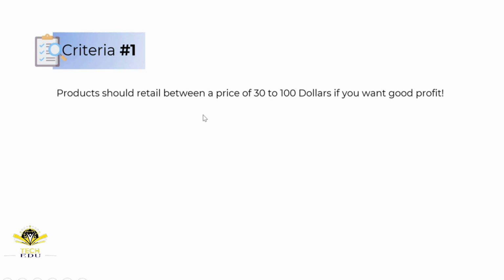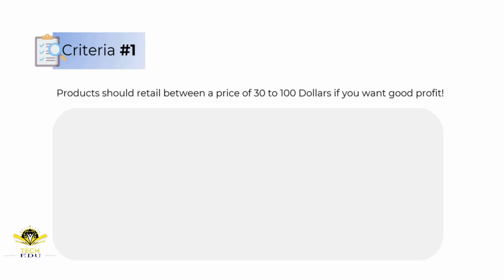All right, so in this lecture, we're going to talk about the 3 criteria that you can abide by for product selection. So what is the first criteria? In my opinion, this is my own opinion. Of course, different people have different opinions, and you're going to have different instructions from different instructors. My instruction is products should retail anywhere between the price of $30 to $100 if you want a decent profit.